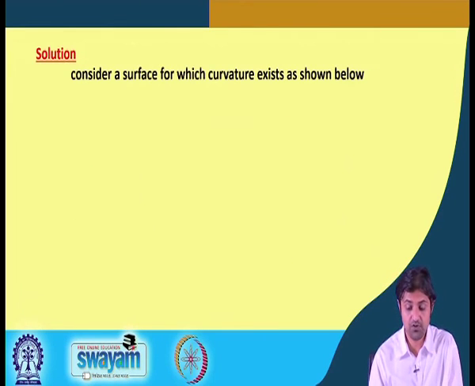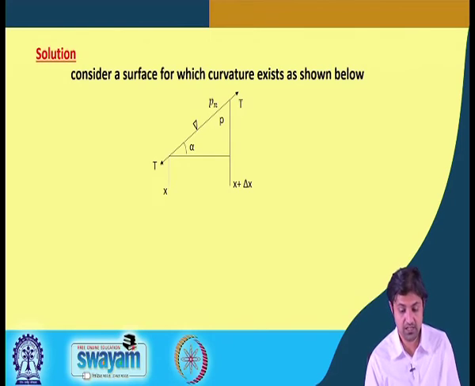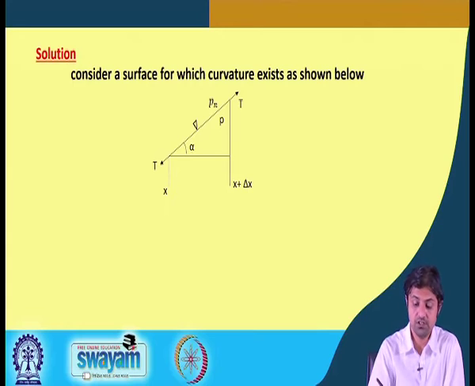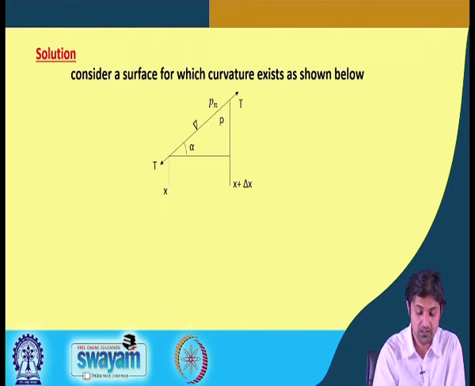I will solve the dynamic free surface boundary condition in this case. Consider a surface for which the curvature exists and is as shown below here. All right. So, this is T, and this is alpha, and the gauge pressure is P n, and we have considered this distance delta x.